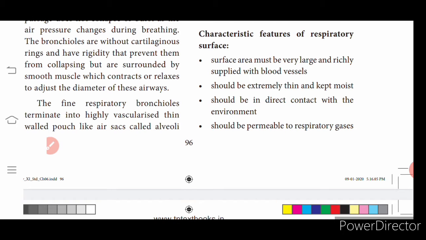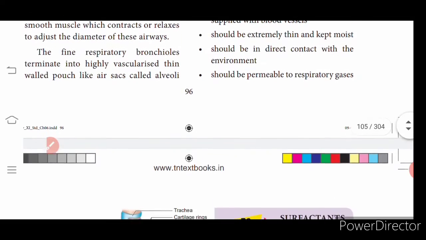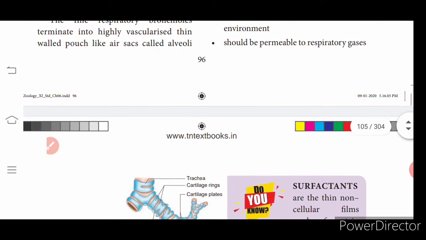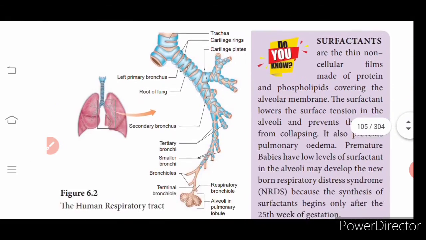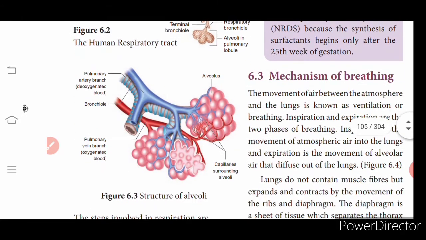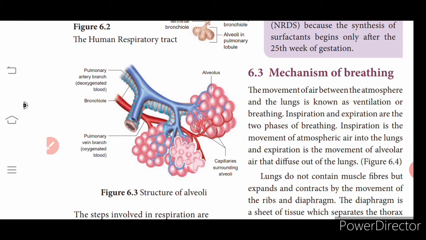Surface area must be very large and supplied with blood vessels, and it is thin and to be kept moist always, and it should be in direct contact with the environment, should be permeable to the respiratory gases. Okay, so here how it is being supplied with the blood. The alveoli structure is given, how the blood vessels invade them.